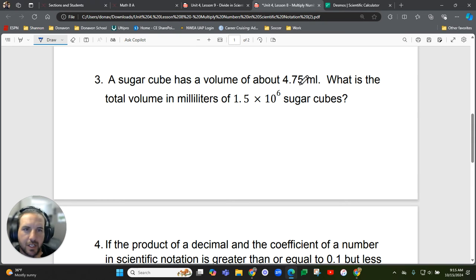So this number already technically is in scientific notation because it's 4.75. All we have to do is add times 10 to the 0 power, because we're not moving the decimal place over at all, right? And if we don't move the decimal place over at all, then we can just call it 10 to the 0. Because again, that's just like multiplying by 1, because 10 to the 0 is 1.